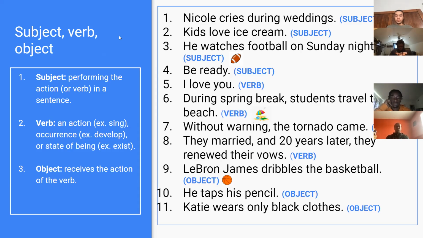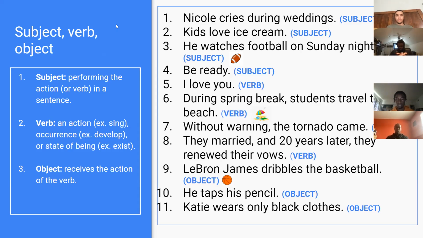So let's look at some of these sentences, right? Nicole, that would be me, cries during weddings. What's the subject in the sentence? So let's ask Andy, what is the subject in the first sentence? Nicole cries during weddings. Nicole is the subject. That's right, Nicole's the subject, because Nicole is doing what, Andy? She's crying. And then where does she cry? At the wedding. So Nicole is the subject, cries is the verb, and then during weddings, that whole phrase would be the object. So we'll get into prepositions later.